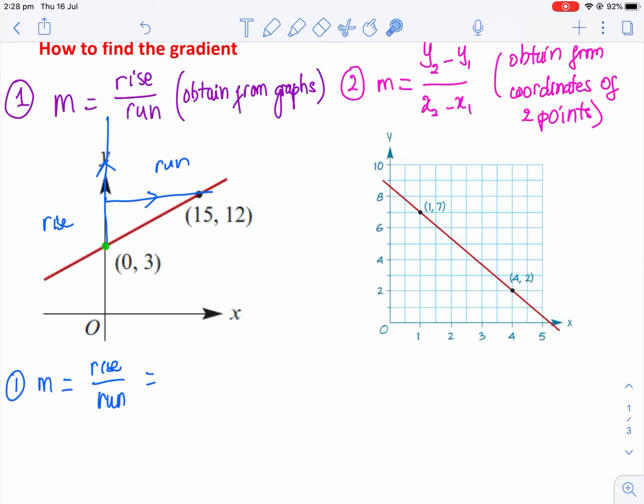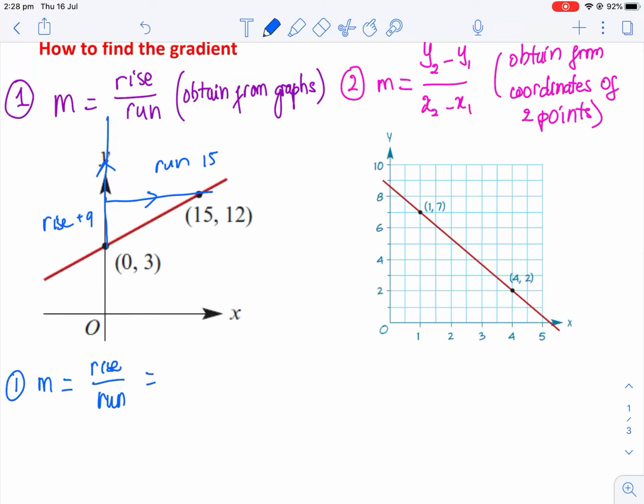And you rise how many units? Here it's 3, and you rise up to 12. So it means you rise 9 units, positive 9 units. And then run, from here you run to this one. So from here x equals 0 and you run to 15. So it means you run 15 units.